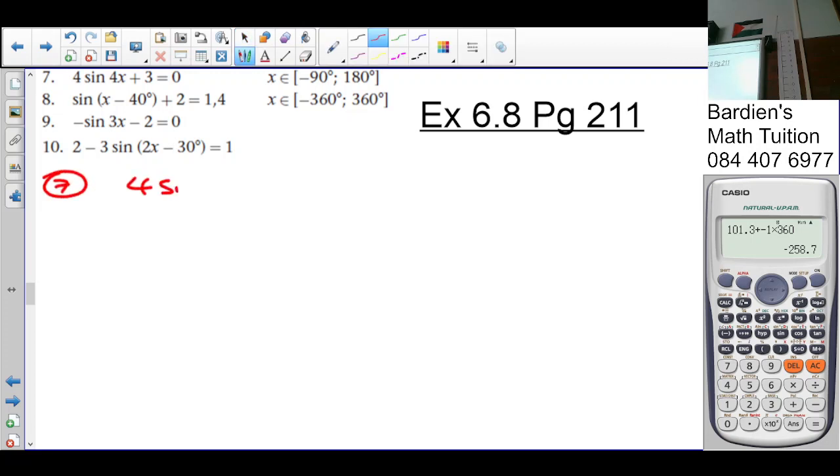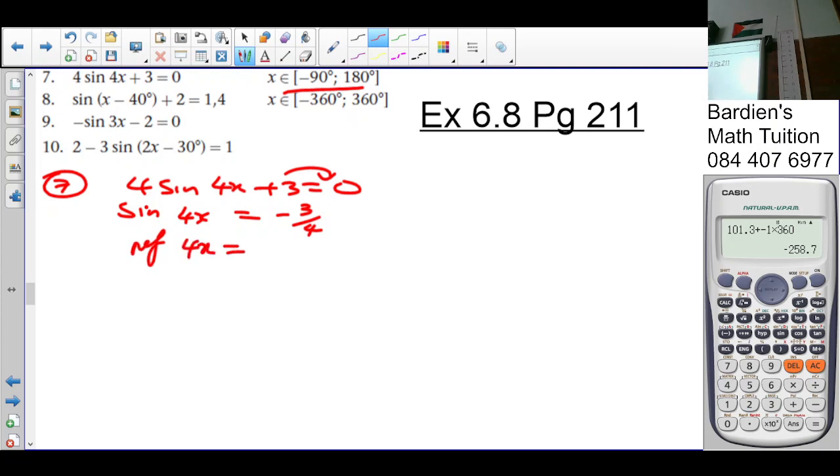So you got 4 sine 4x plus 3 is equal to 0. Again, we're given a restricted domain. First thing is to isolate the trigonometric ratio. So you take 3 over, becomes minus 3 divided by 4. So sine 4x is equal to negative 3 over 4. We don't divide by 4 here, but we must first post the quadrant before we can touch that angle. So at this point, we're going to work out our reference. So our reference 4x is equal to arc sine of 3 over 4. But you notice I've dropped the negative.